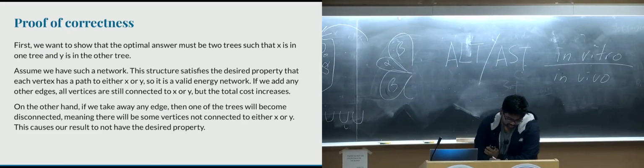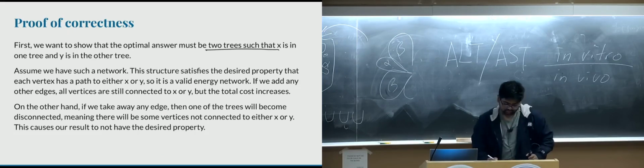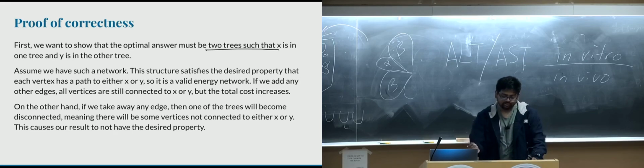So let's see the proof. First we want to show that the optimal solution must be two trees such that X is in one tree and Y is in the other tree. So assume that we have such a network, okay? First we will show that each vertex has a path to either X or Y. So that means it's a valid tree, right?